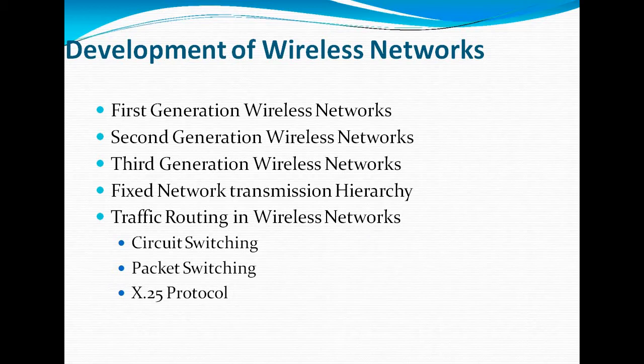So here is the development of wireless networking, which is related to different generations: the first generation of wireless network, second generation, third generation, fixed network transmission hierarchy, and traffic routing in wireless network, which includes circuit switching, packet switching, and the X.25 protocol. So these are the development processes with the help of which we will further read about wireless networking.